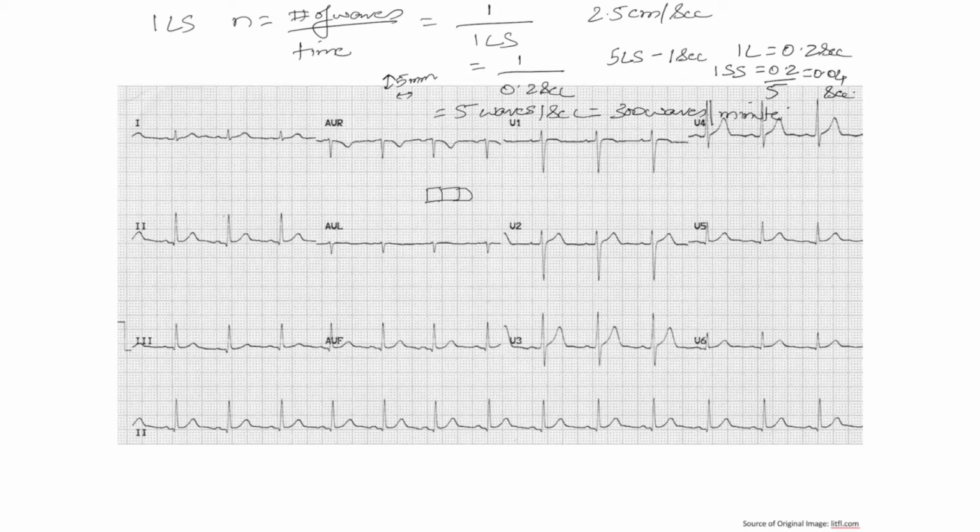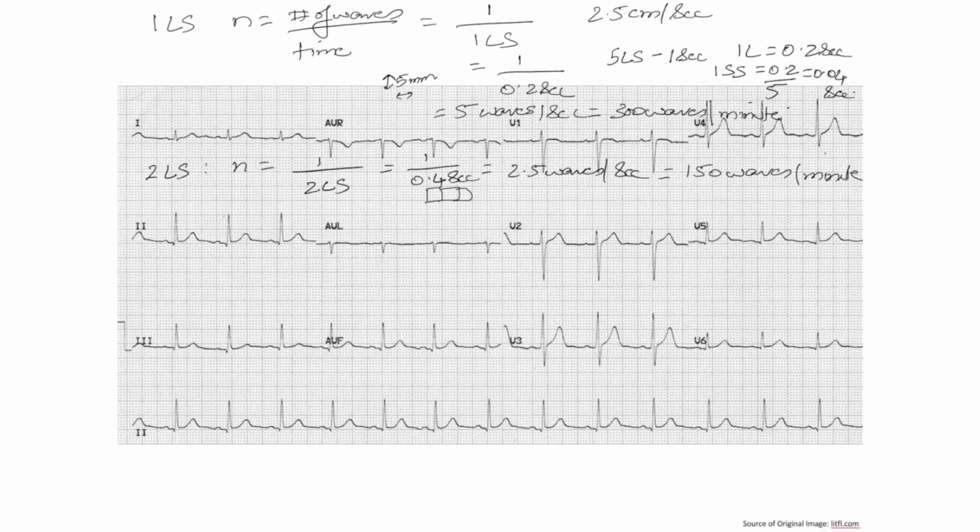If there were two large squares between each wave, then the frequency would be equal to one wave per two large squares. That's equal to one wave every 0.4 seconds, and that would be 2.5 waves per second, which is equal to 150 waves per minute.